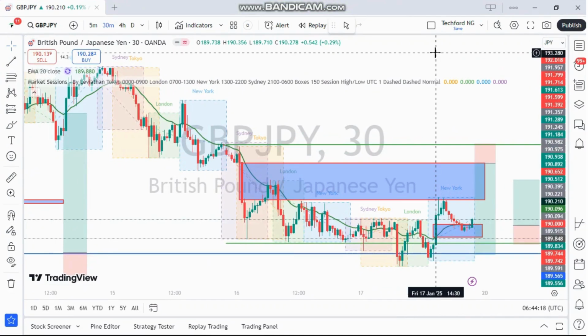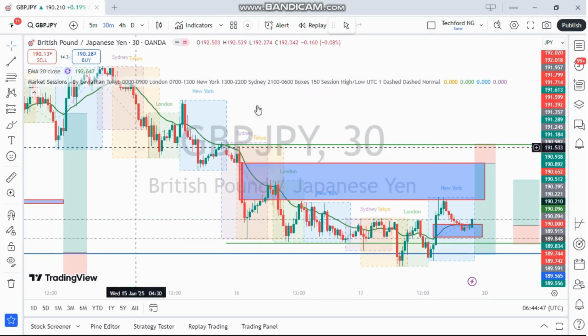Let's talk about liquidity. Now, we said liquidity is grouped into two, right? External and internal liquidity. Now, we said the internal liquidities are liquidities found within a buying or a selling range, right? Like the fair value gap, the fail to break liquidity, and the fail to close liquidity, right?